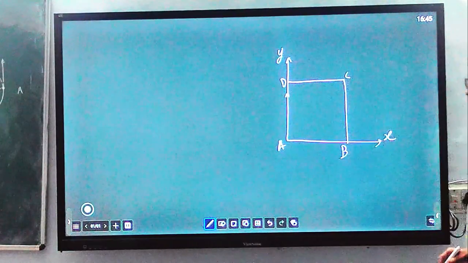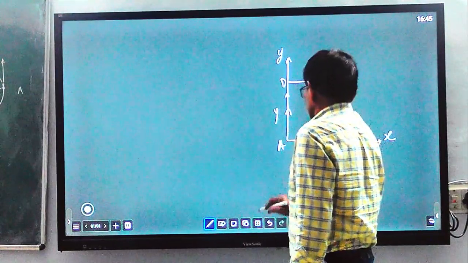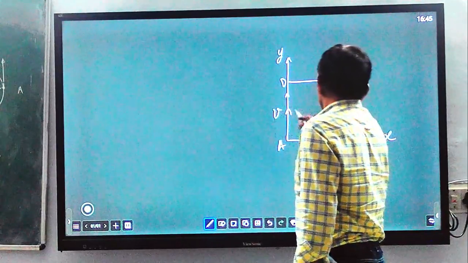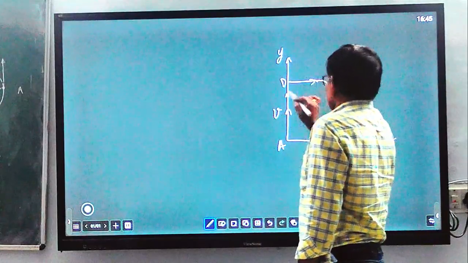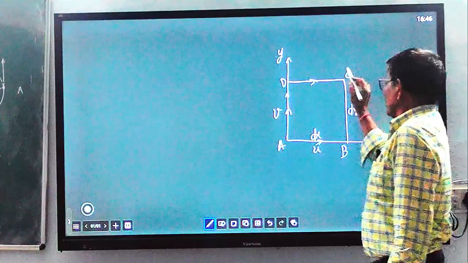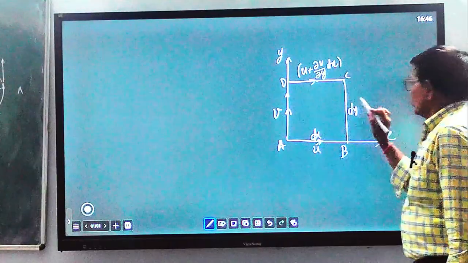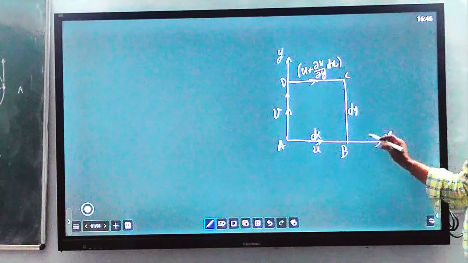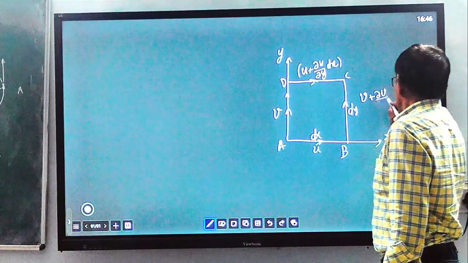Take the element A, B, C and D. Here the velocity along the x axis is u, and along the y axis the velocity is v. The length of AB is dx, and the length of the other side is dy. When we move up by dy, the velocity increases as a function of y, and becomes u plus del u over del y dy. The same applies here: the velocity is v, and when moving along the x direction the velocity is a function of x, so it becomes v plus del v over del x dx.